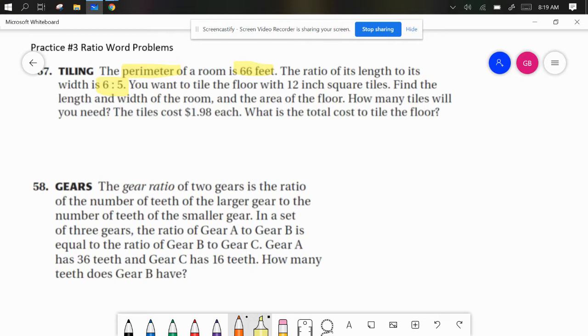How many tiles will you need? The tiles cost $1.98 each. What is the total cost to tile the floor?